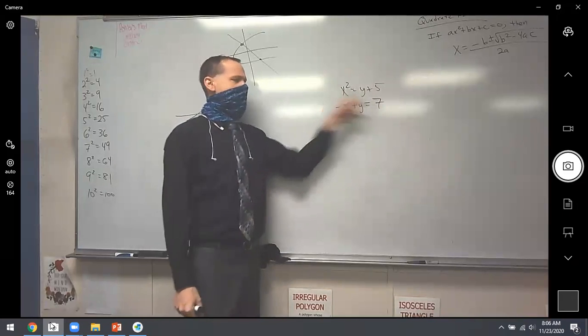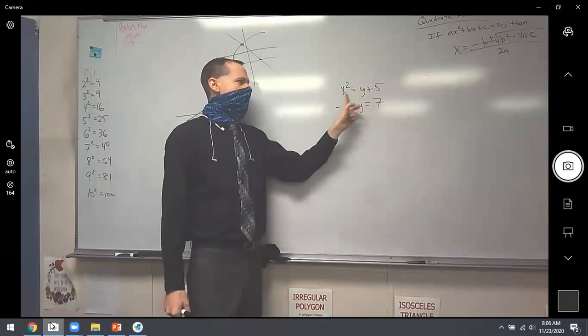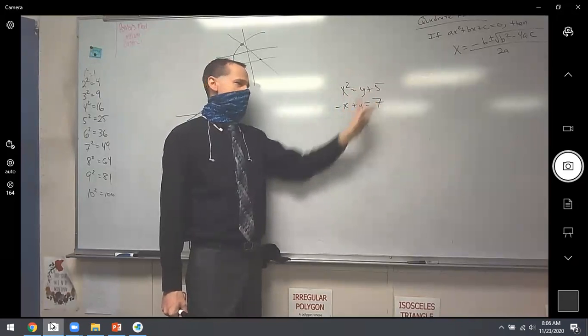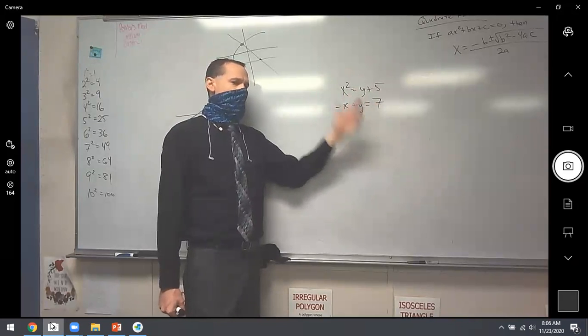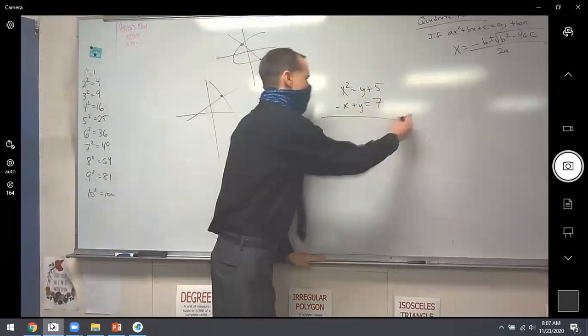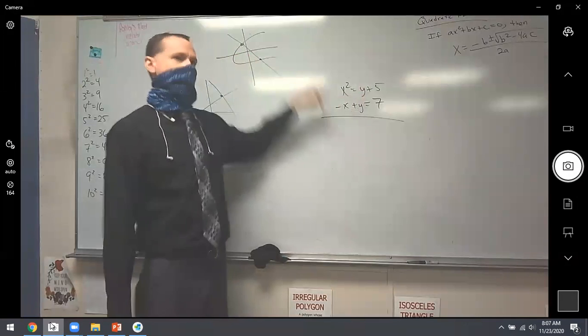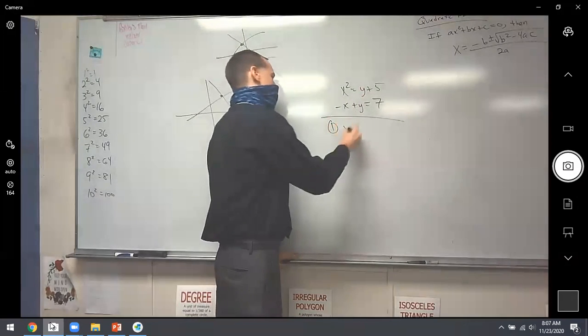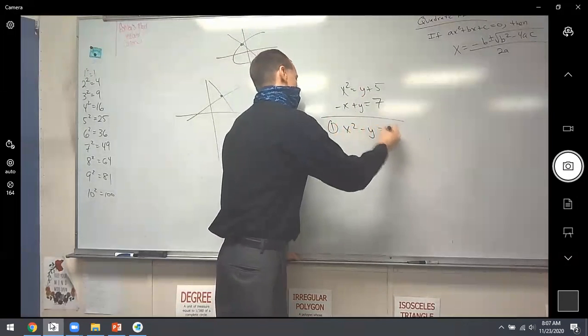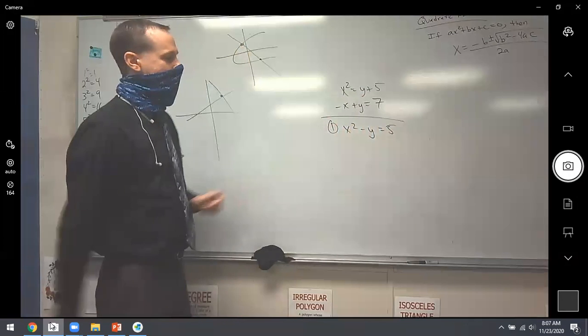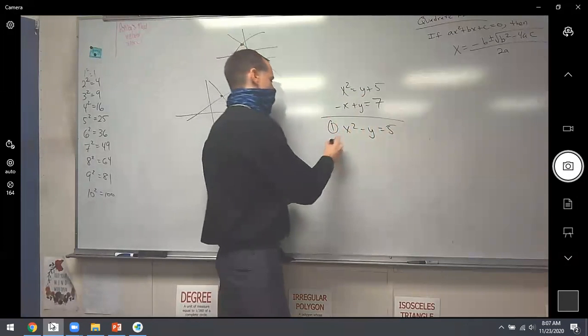Now, the only thing that's confusing to me is that in this equation, I have the y's on the right. In this equation, I have the y's on the left. So since I'm trying to eliminate my y's, maybe I'll get my y's on the same side. Doesn't matter how you do that. Let's take the first equation and move the y over. So equation 1, x squared minus y is 5. Second equation we're going to leave unchanged.